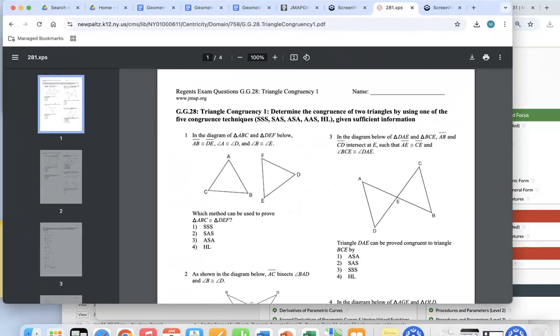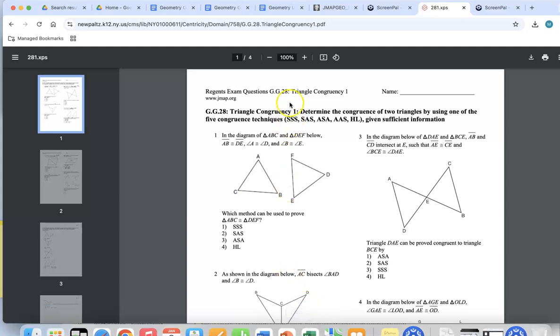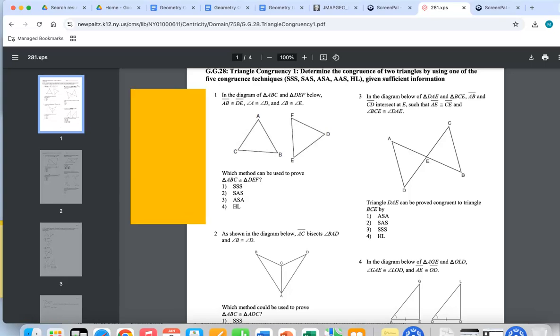So this topic that I'm going to be doing in this video is related to triangle congruence. This topic normally comes up on the Regents in different formats. And in geometry, you need to know what it means for two things to be congruent and how to identify whether two things are congruent by which method. So let's look at a few examples, and I encourage you to write this down, take notes, and go from there.